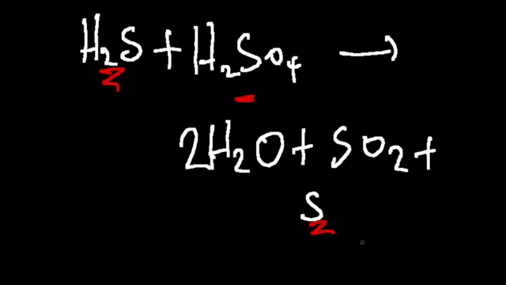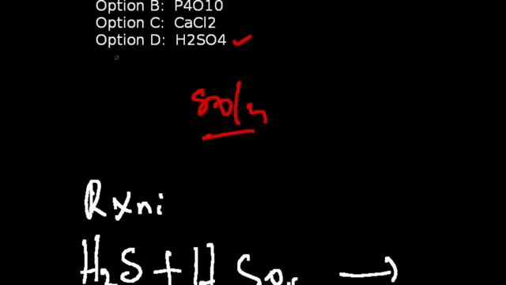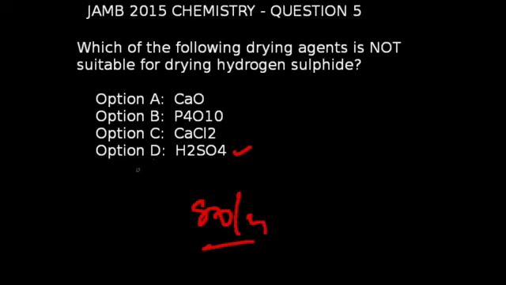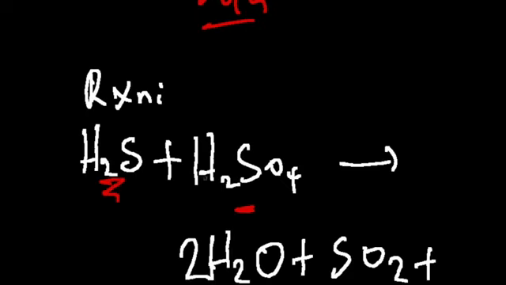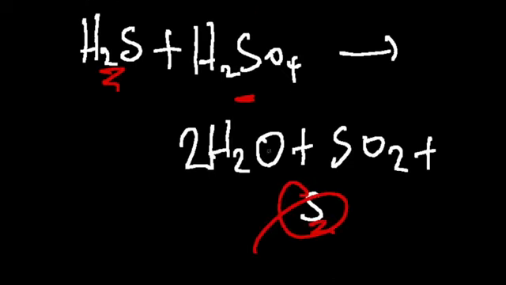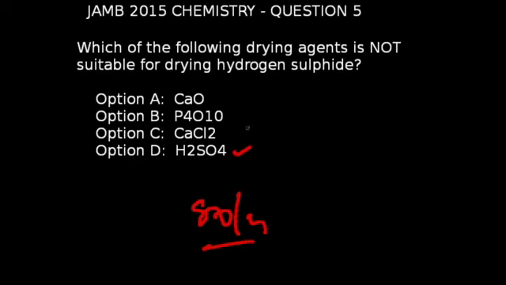So, the product becomes sulfur, and that tends to give us a reaction. So, for any drying agent to be suitable for drying a particular gas, it must not give a reaction when drying the gas. But that is not so in the case of hydrogen sulfide and sulfuric acid. Therefore, sulfuric acid is not suitable for drying hydrogen sulfide gas because of the reaction.